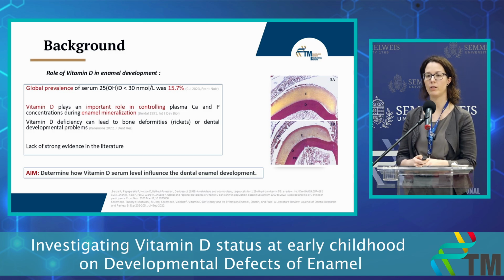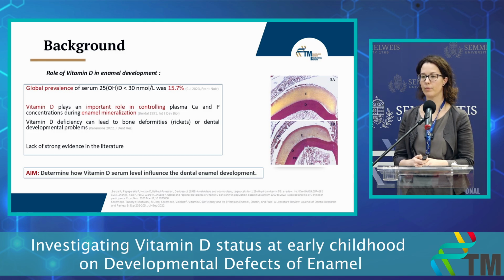Vitamin D plays an important role in controlling plasma calcium and phosphate concentrations during enamel mineralization. Vitamin D deficiency has a global prevalence of 15.7%, and if it occurs, it can lead to bone deformities like rickets or dental developmental problems. In this histological picture from a mandibular mouse incisor, the upper picture shows healthy enamel, and the lower picture, letter E, shows enamel where vitamin D deficiency caused much weaker structured enamel.